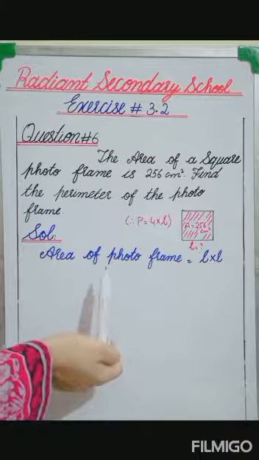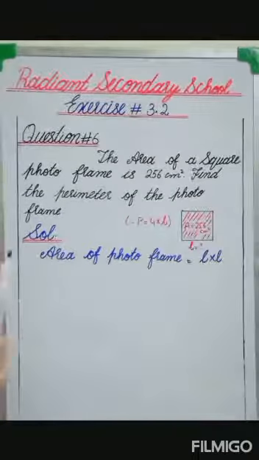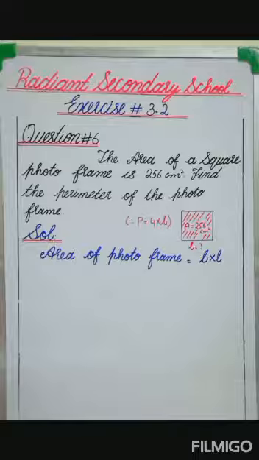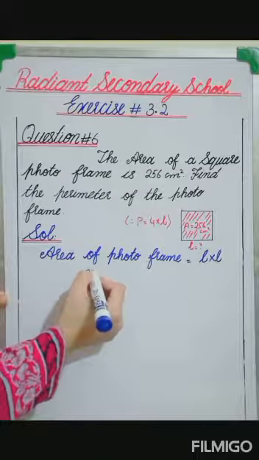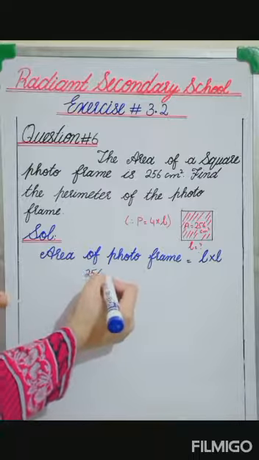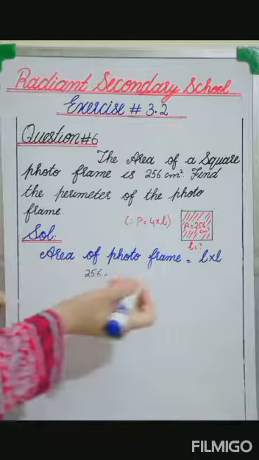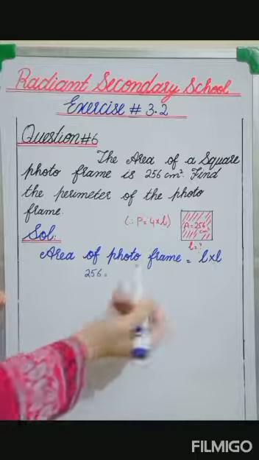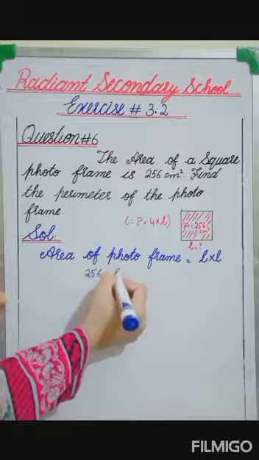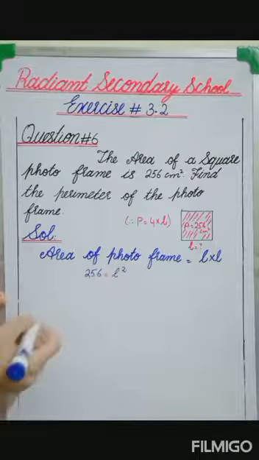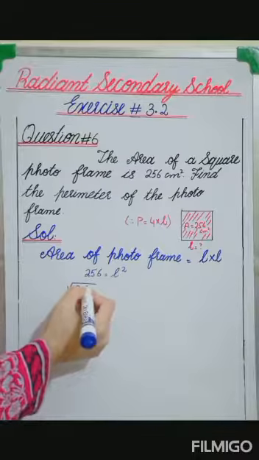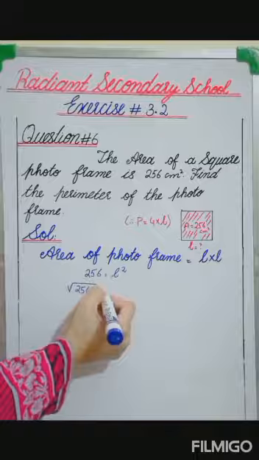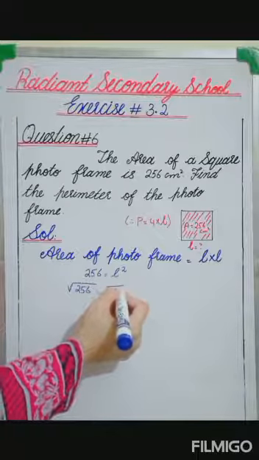Area of photo frame is equal to length multiply length. Now putting the value, area is given, which is 256 centimeters. So I will write area of photo frame is 256. Now you can see length is being multiplied by itself 2 times. So I will write length square. Now we will take square root on both sides. Square root of 256 is equal to square root of length square.